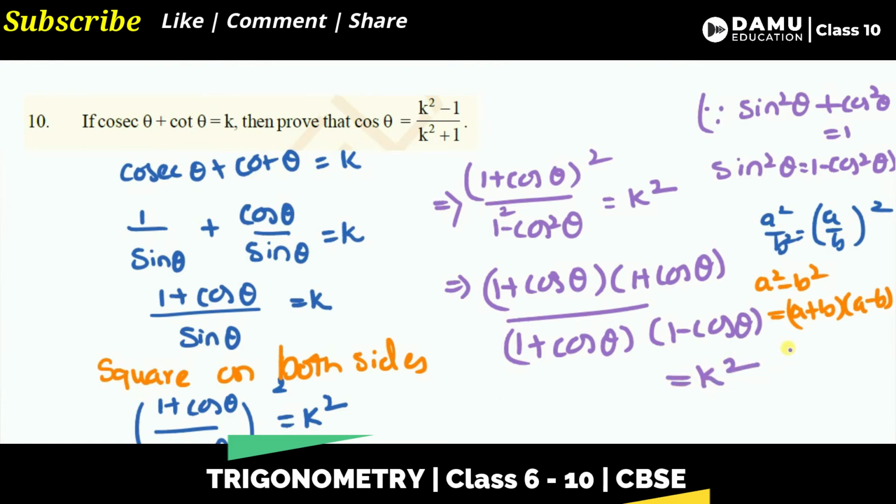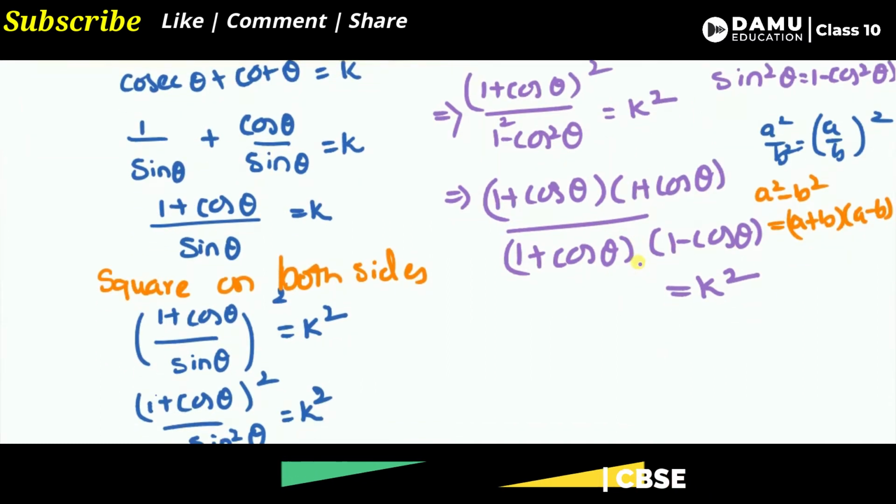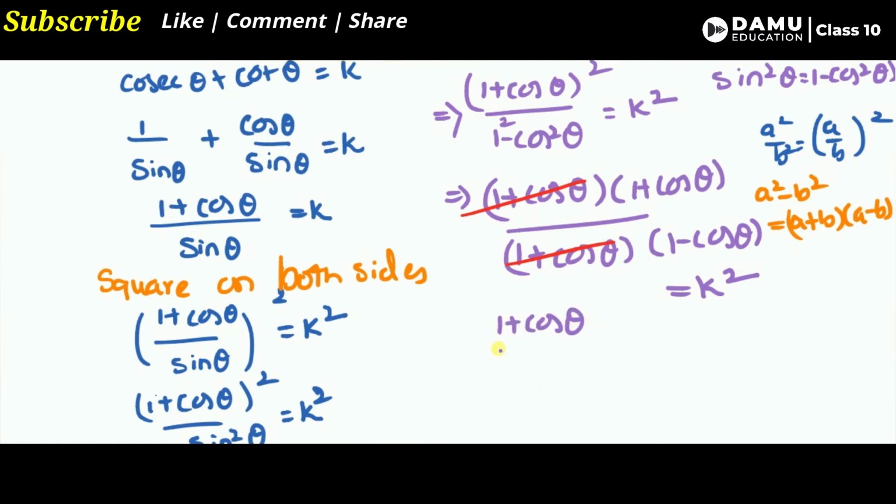So 1 plus cos theta, 1 plus cos theta, here some quantities are going to cancel. Which values will cancel? The 1 plus cos theta in the numerator and the 1 plus cos theta in the denominator will cancel. Then what values do we get here? 1 plus cos theta by 1 minus cos theta will be equal to k square. So this one, 1 plus cos theta by 1 minus cos theta equal to k square.